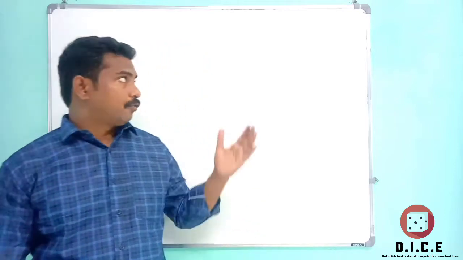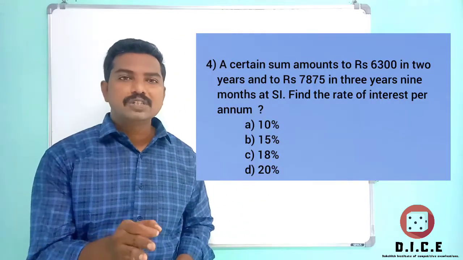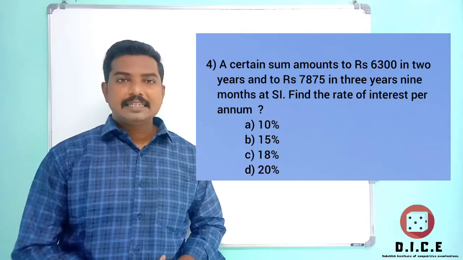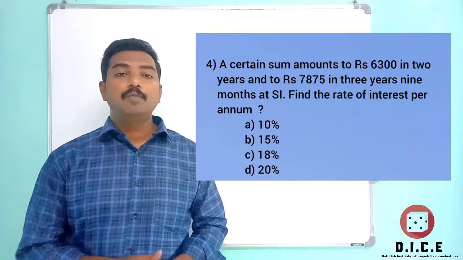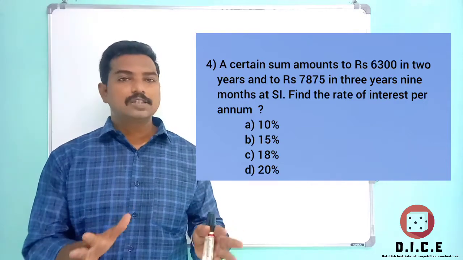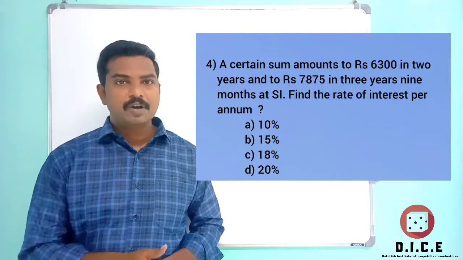So if you see the question number 4 here, it is saying that a certain sum amounts to rupees 6,300 in 2 years and 7,875 in 3 years 9 months. At what percentage is this entire process done? He didn't mention the principal value. We have to find out the principal value.